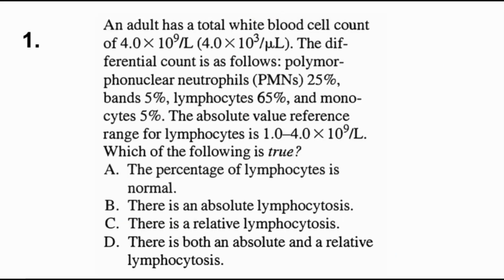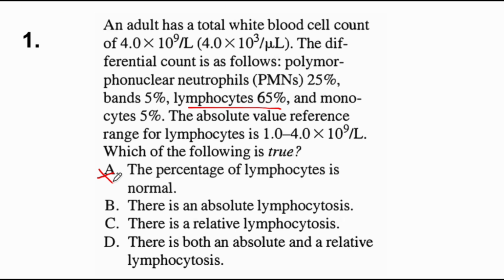Let's start our first question. In this question, look at relative percentage. 65% lymphocytes is definitely high, as the normal range is typically around 20 to 44%. So we know there is relative lymphocytosis. This eliminates option A.